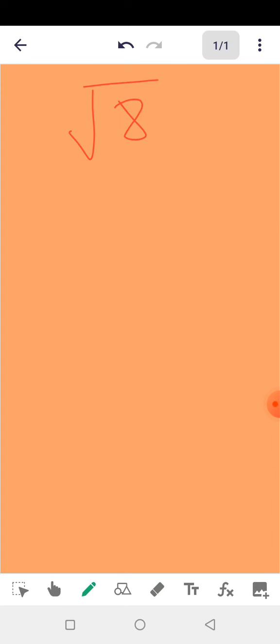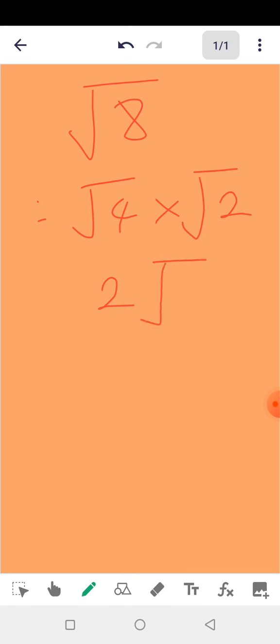Now, from the first rule, I can actually break it as square root of 4 times square root of 2. Now, you and I know that 4 is a perfect square. Square root of 4 will be 2. Then I'll just attach the rule 2 to it, so my answer becomes 2 root 2. So square root of 8 can be simplified as 2 square root of 2 or 2 root 2. Maybe from this time forward, I'll be using root 2 to mean square root of 2.